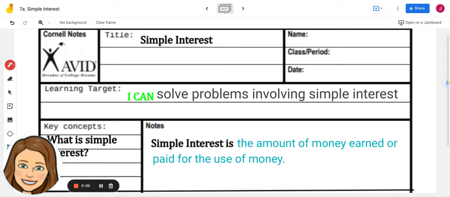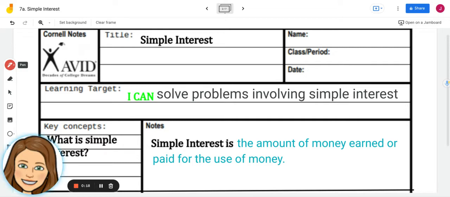Simple interest. Get out your note packet, find this page in there, and fill in the learning target. I can solve problems involving simple interest. Remember, this is a video, so you can pause and rewind as needed.